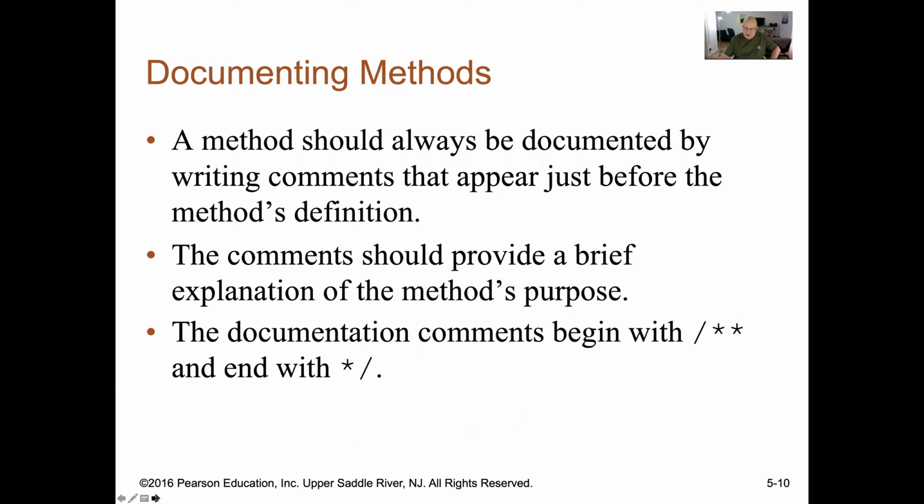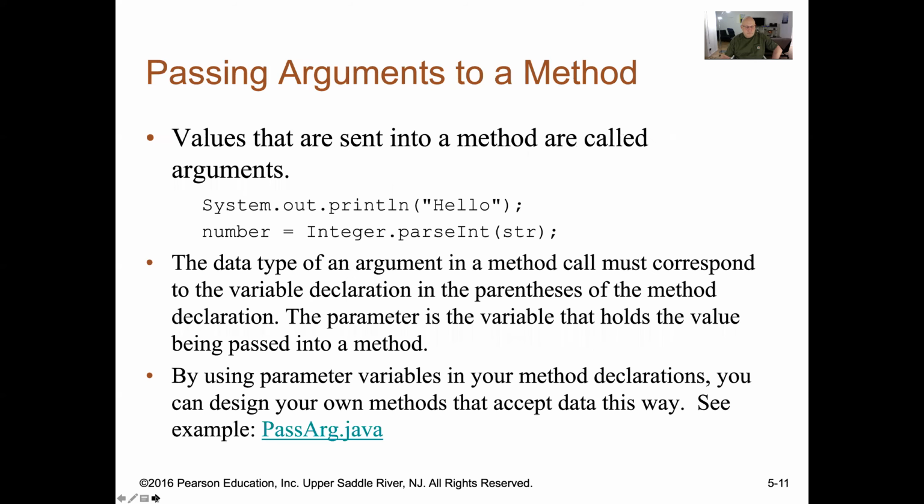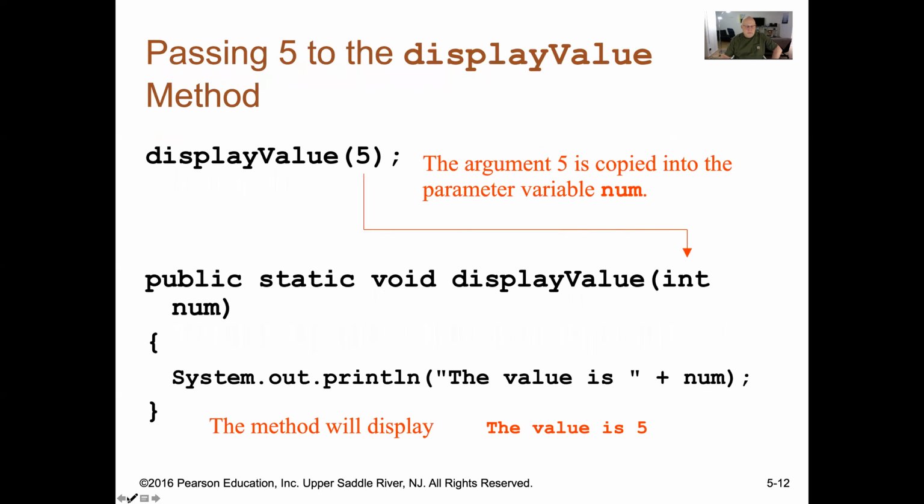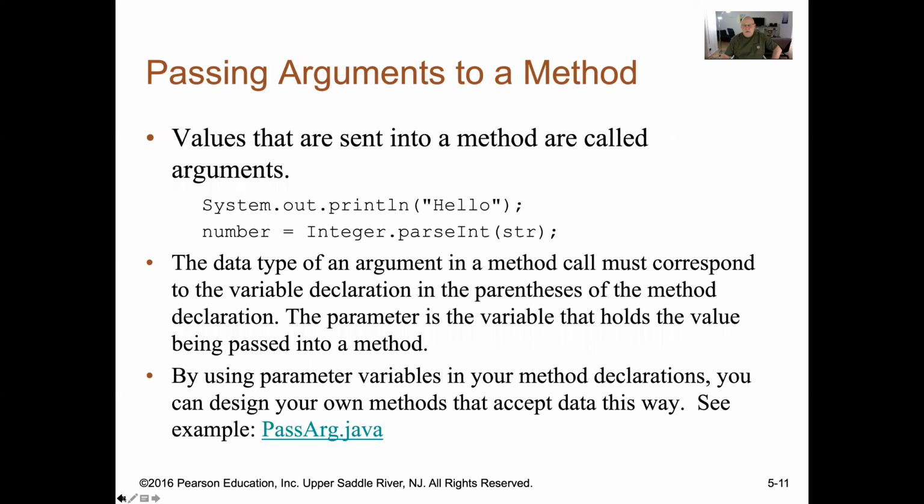A method should be documented by writing comments that appear just before the method's definition. The comment should provide a brief explanation of the method's purpose. This is called documenting your code. And the way you document a method in Java is, you begin with a /, asterisk, asterisk, and end with an asterisk /. Let me go back one. These are examples of passing arguments to a method.